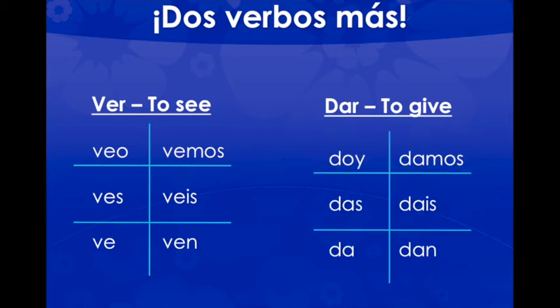Dar is to give. So to say I give, yo doy, you give, tú das. He or she gives, él or ella da. Nosotros damos, we give. Vosotros dais, y'all give. And ellos dan, they give. You can also equate dar just like ir, to go. Remember, ir conjugates voy, vas, va, vamos, vais, van. Doy, das, damos, dais, dan is exactly the same way. So you can think that they're friends.